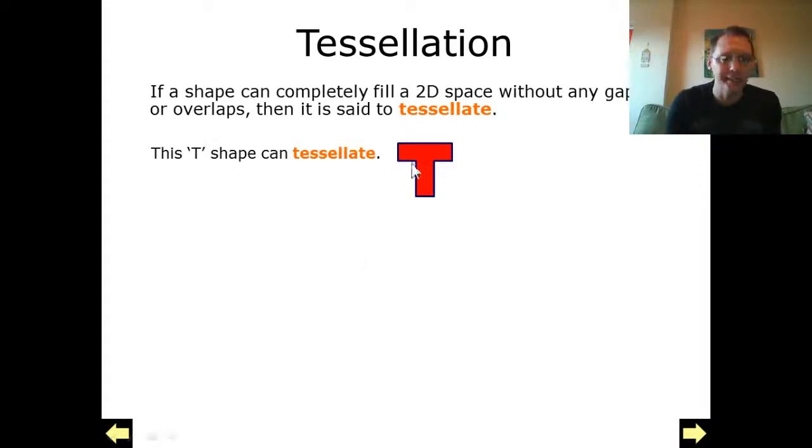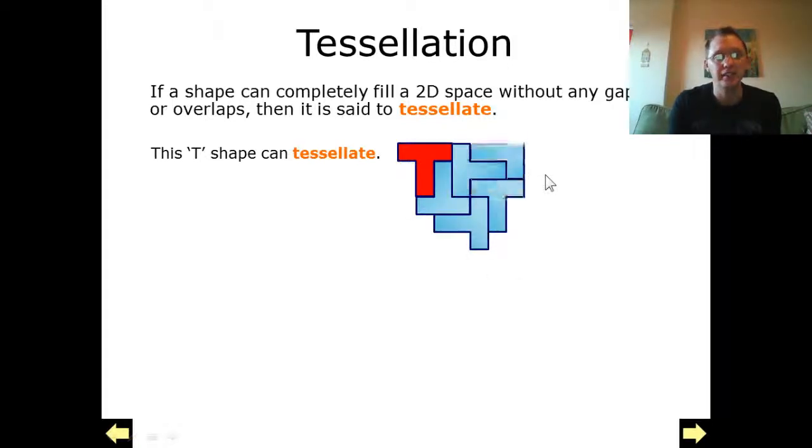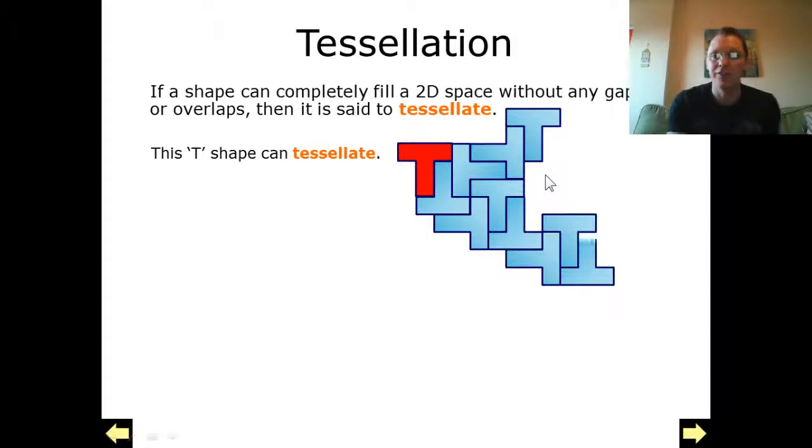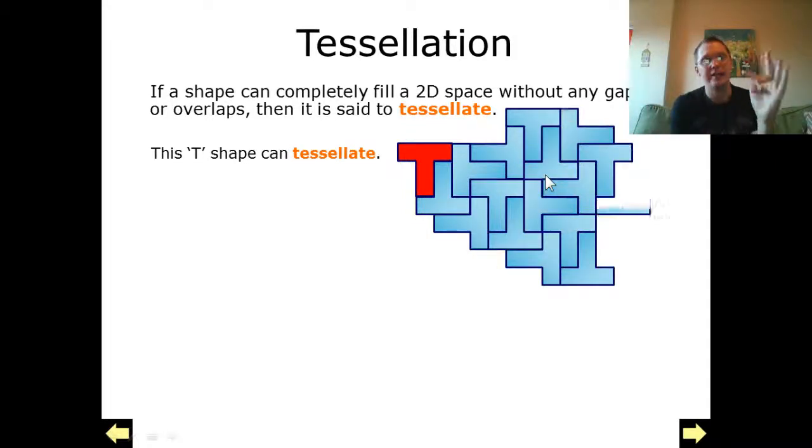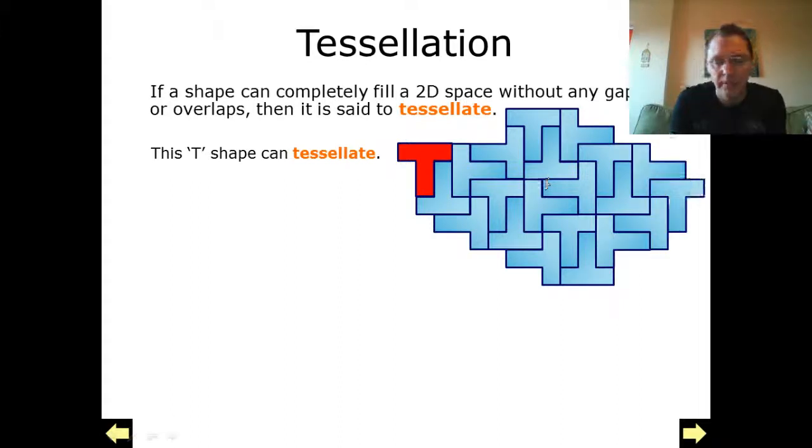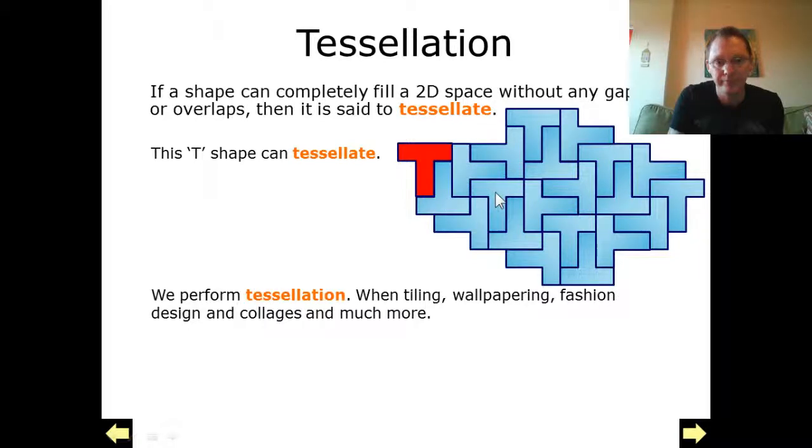So here I've got a T-shape, and this T-shape can be tessellated by using various forms of translation, so moving the shape, as well as rotations. In some cases you could also use reflections as well. But as you can see, this entire image here is created from this single T-shape, which has just been tessellated. There are no gaps at all throughout the image, and at no point does this shape overlap another shape that is on there.